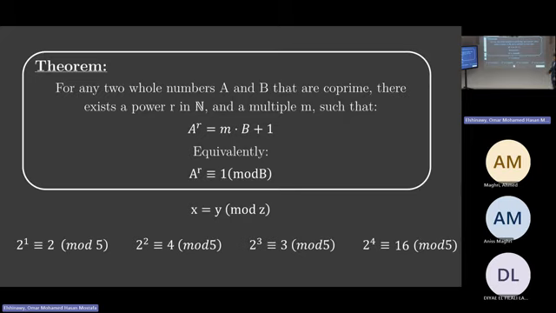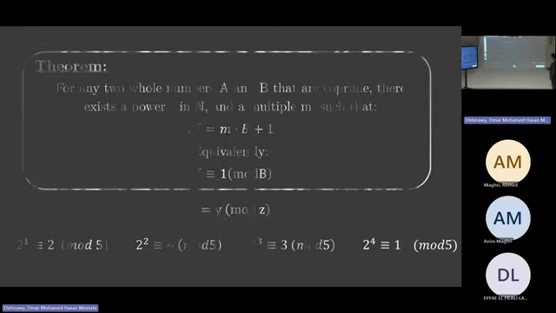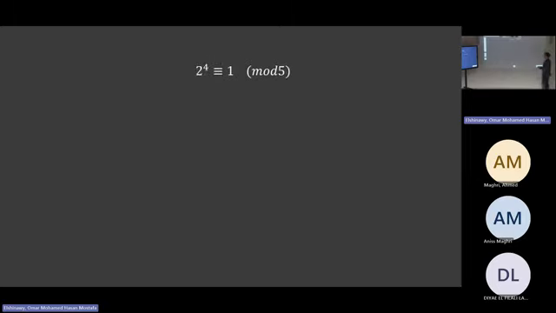16 divided by 5 gives a remainder of 1. So 16 is equal to 5 times 3 plus 1. Then this will become 1. Don't you notice something? Actually, we have found the number r, so that 2 to the power of r should be equal to 1 modulo 5. And in our case, r is 4.